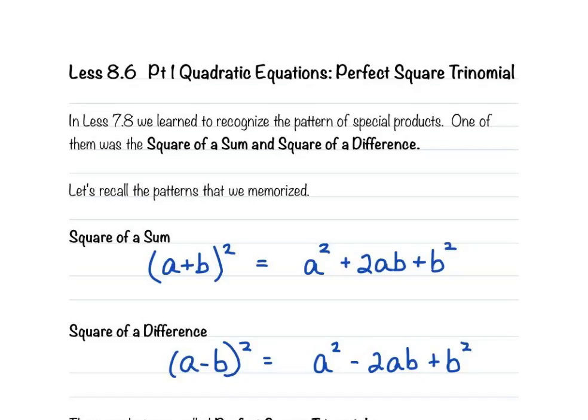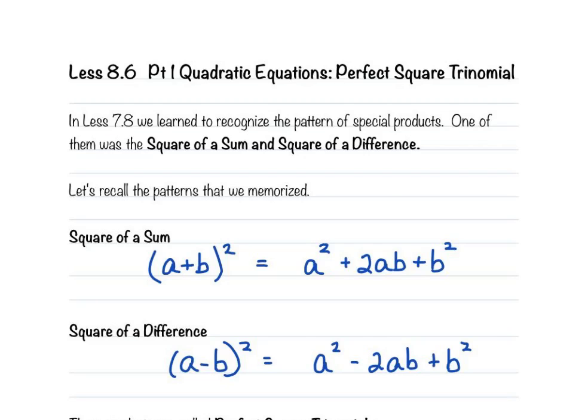Lesson 8.6. I have divided Lesson 8.6 into two parts. Here we will look at part 1, which is factoring quadratic equations. We're still factoring. There's one more special quadratic equation that you will learn how to factor. It's called the perfect square trinomial.